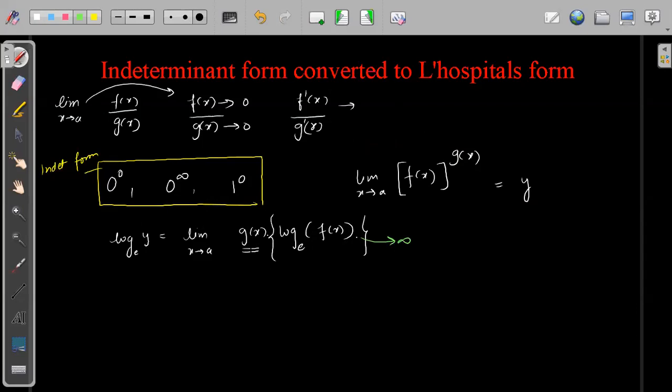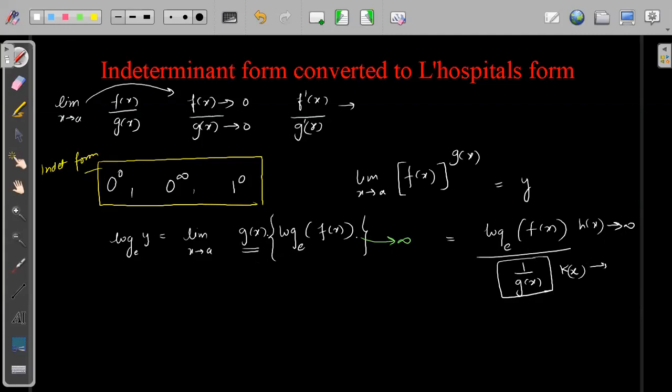This g of x is tending to 0, so we can write this whole thing as log base e f of x divided by 1 by g of x, right? So now this thing I can write as, suppose, k of x, and this thing I can write as, suppose, h of x. Now see, as x tending to 0, this thing is tending to infinity, and this thing is also tending to infinity. So that means this is now converted to L'Hopital's form, infinity by infinity form.